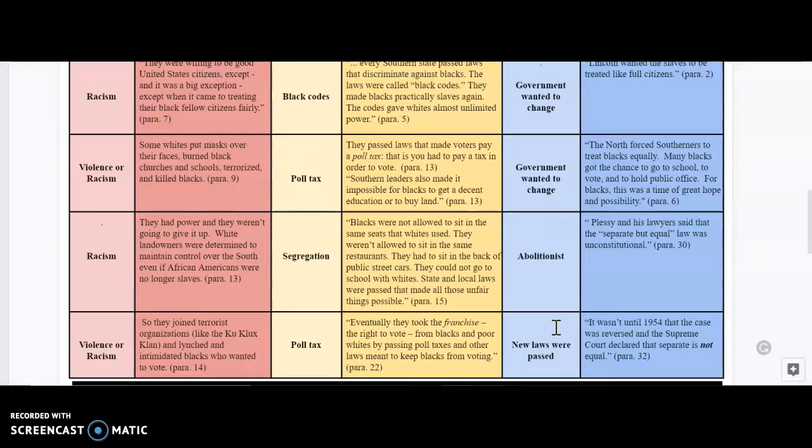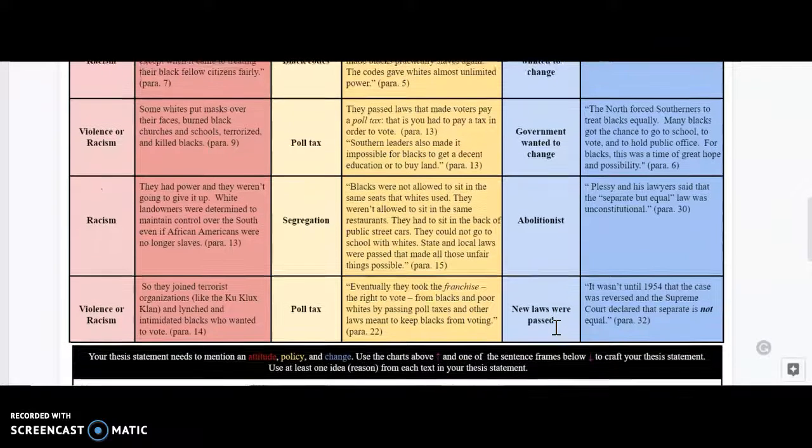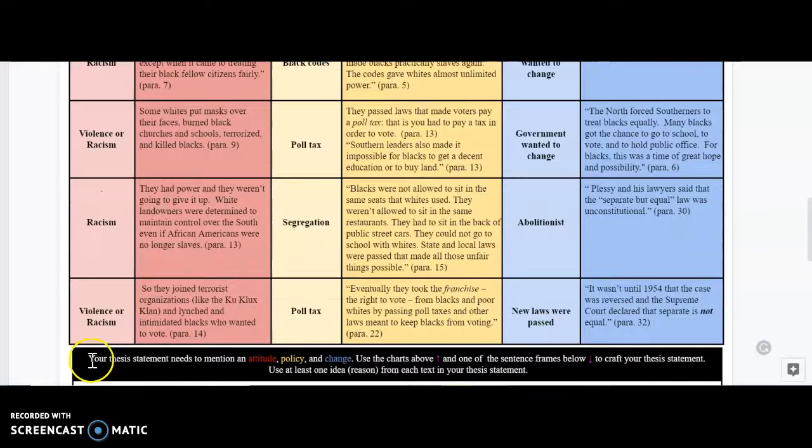Now, after we review our chart, I want us to just briefly talk about the thesis statement and how that's going to flow and how your chart can help you write your thesis statement. Focus your attention on the black box. Your thesis statement needs to mention an attitude, one of these, policy, one of these, and change, one of these. Use the charts above and one of the sentence frames below to craft your thesis statement. Use at least one idea, or you could think of them as reasons, from each text in your thesis statement.